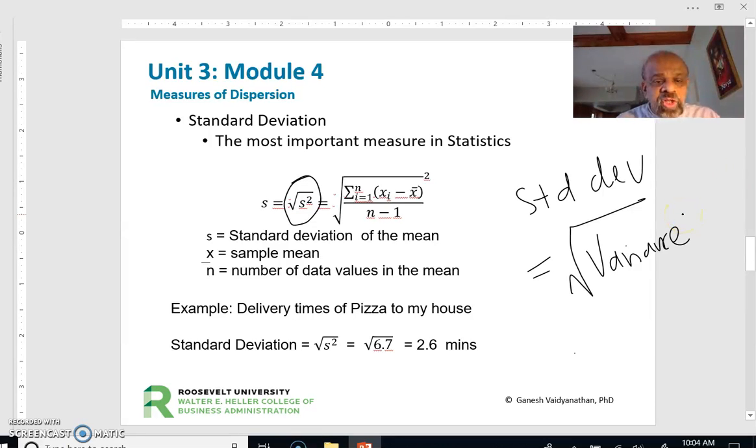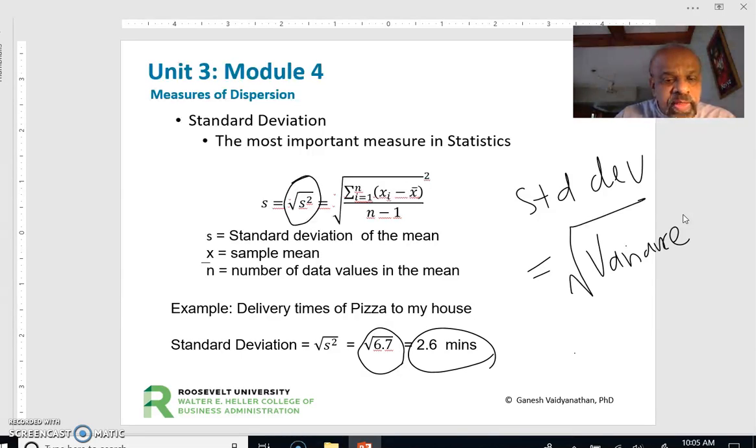So in this case, I'm going to use that 6.7 I had, which was the variance of the delivery times of the pizza. The standard deviation is going to be 2.6. So 2.6 is my standard deviation of the delivery time of my pizza to my house. Once you can calculate the actual standard deviation using this formula, like we did before.